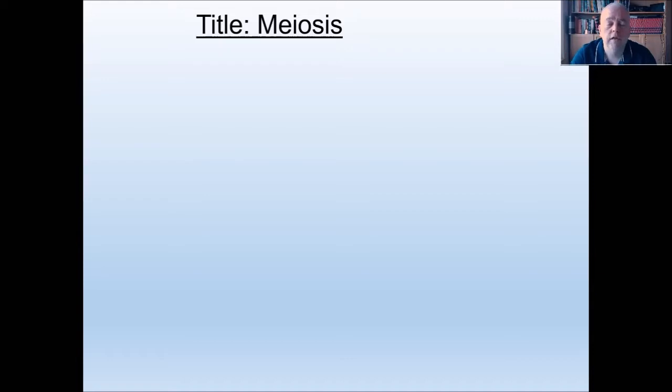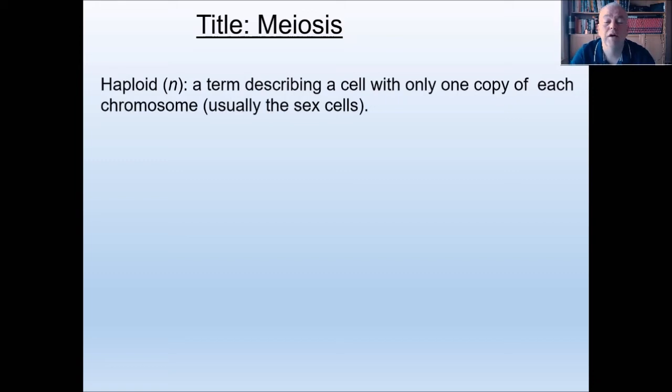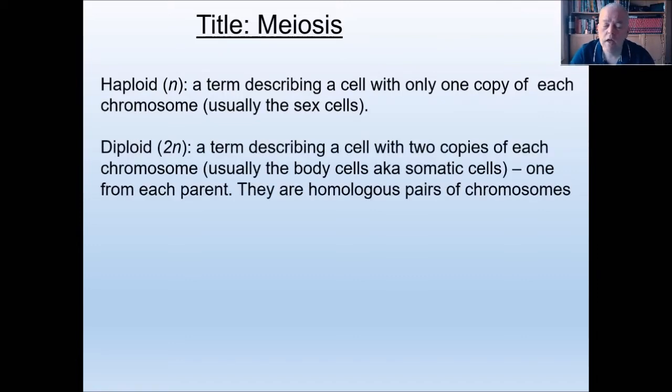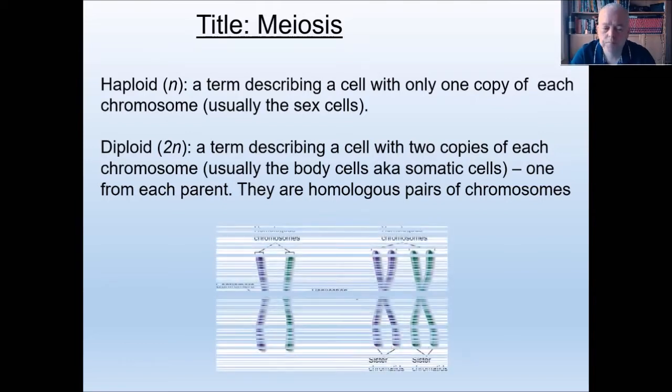Okay, so it's important that we get some of the definitions right within this next section. So we'll look at the term haploid, a term describing a cell with only one copy of each chromosome. It's usually the sex cells. There are exceptions. We'll come to that later. N, the single letter N, is used to denote haploid. And diploid, we use the term 2N because it has twice the number of chromosomes as the haploid cell. This is usually found in the body cells, also known as the somatic cells.